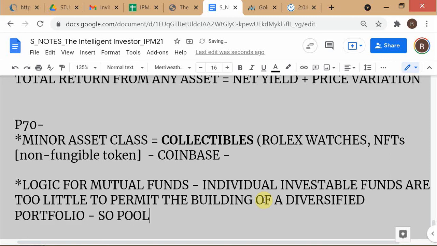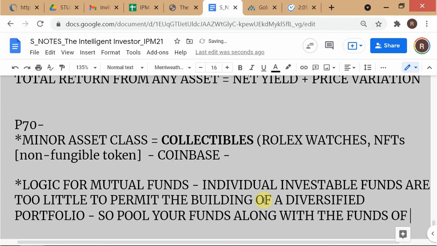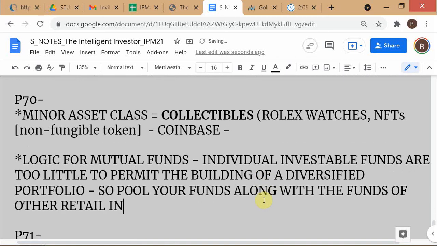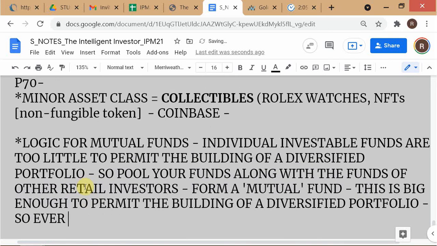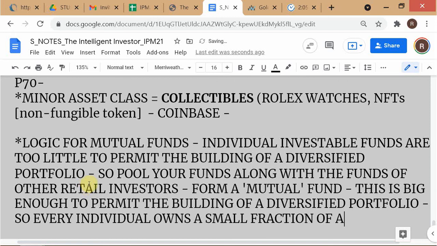So you pool your funds along with the funds of other retail investors and form a mutual fund. That's where the expression comes from. This is big enough to permit the building of a diversified portfolio, and so by pooling your funds you've achieved something you could not achieve on your own. Every individual owns a small fraction of a diversified portfolio.